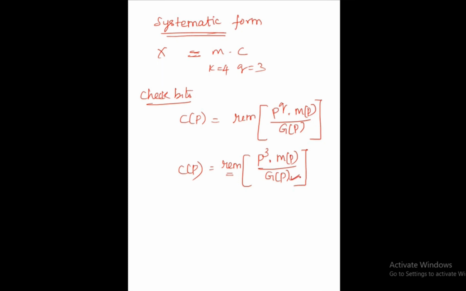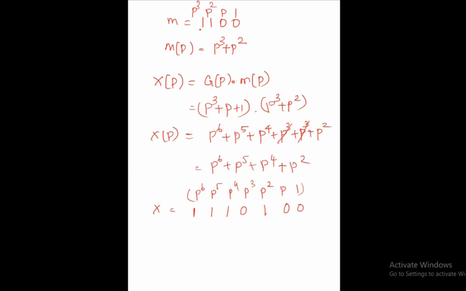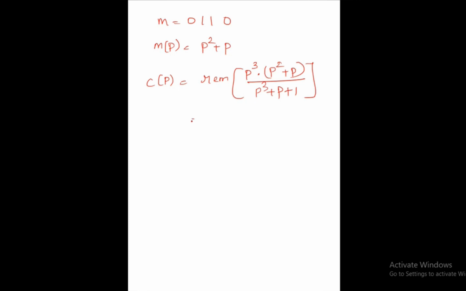As usual, your generator polynomial will be given in your question. Only your M of P will vary based on your message sequence. Now let us consider the same message sequence 0, 1, 1, 0. And of course, we all know the polynomial: it is P square plus P. Now I'm going to find the polynomial for the check bits. It is the remainder of p power 3 times m of p divided by g of p, that is p power 5 plus p cube, divided by p cube plus p plus 1. I'm going to divide these two, and the remainder will be considered.